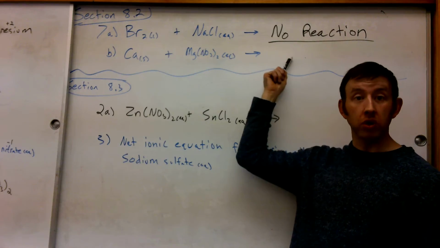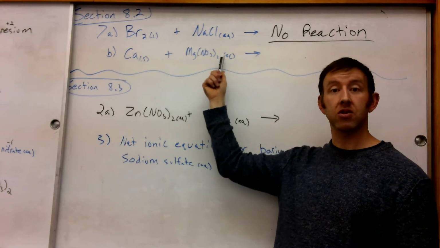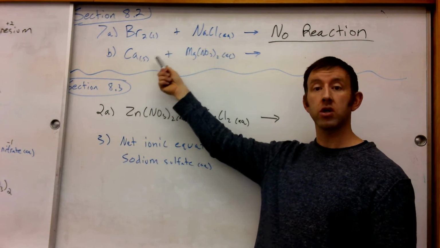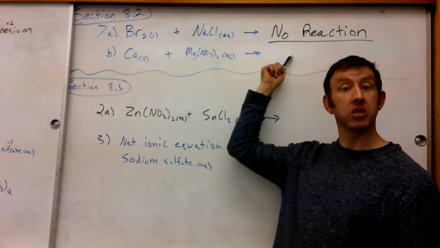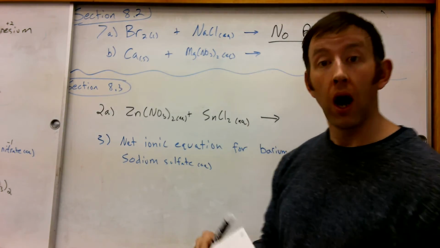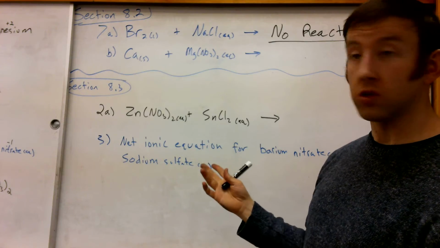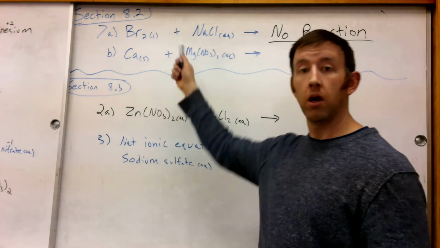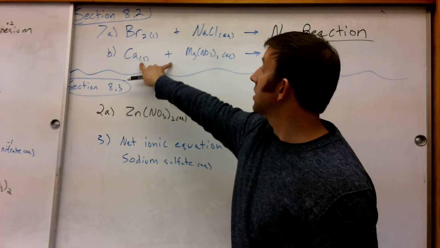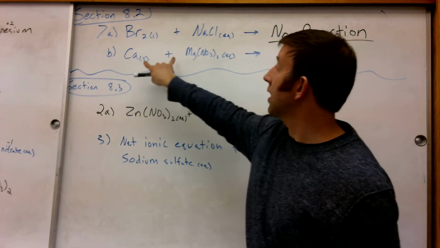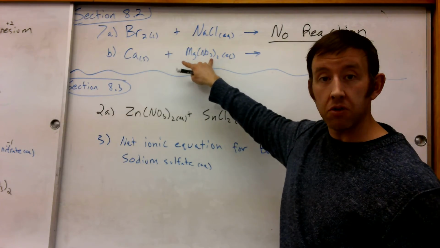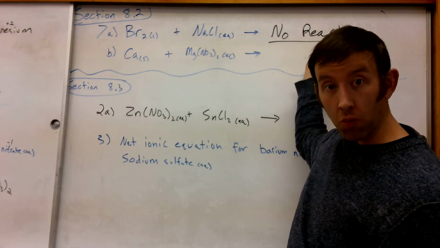We also need to predict, since we are given that this is aqueous and this is solid, we should include that notation on this side. So this touches on our solubility rules. In this case, calcium is going to replace magnesium. So calcium will combine with nitrate, and magnesium will be the lone metal on this side.